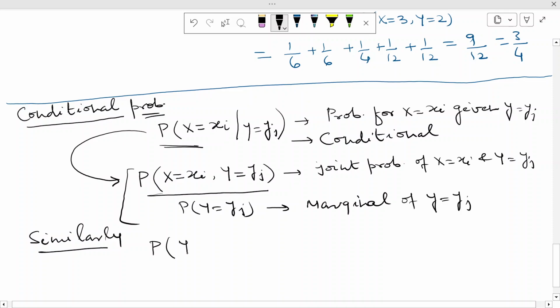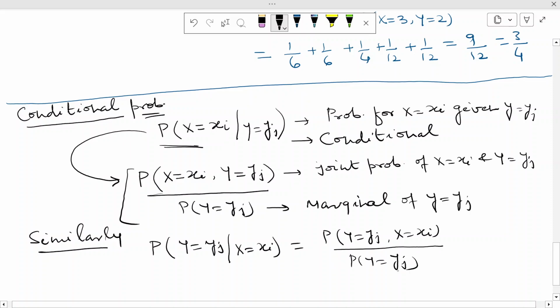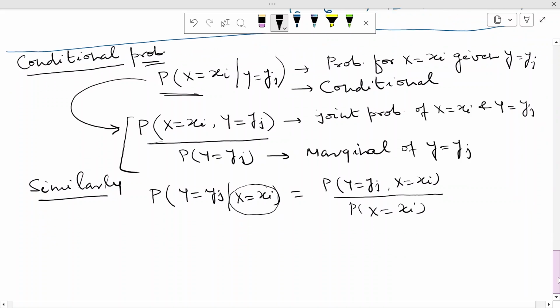So you may have the situation that you are looking for the conditional probability of y is equal to yj given x is equal to xi. So this should be probability of y is equal to yj, x is equal to xi divided by probability of... sorry, this time we are having the probability that x is equal to xi, because this is the given condition. Okay, so we are looking for this.